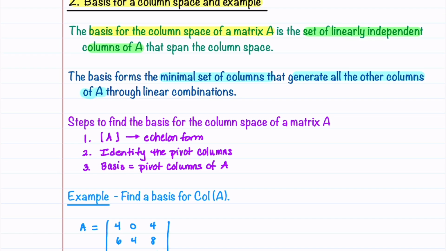Just like we did for finding the basis for a null space, we need to complete 3 steps to find the basis for the column space of a matrix. The first step is to take our matrix and put it in echelon form. We'll then identify the pivot columns and then set the basis equal to the pivot columns of A.